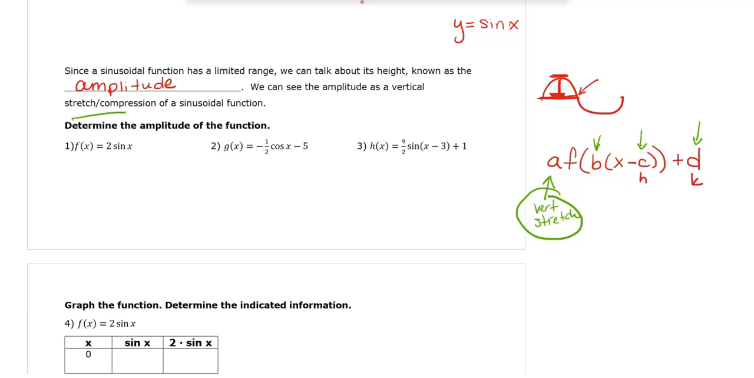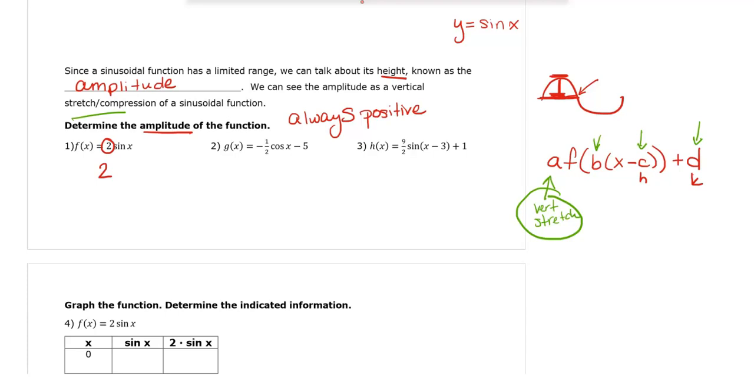The amplitude is always going to be the absolute value of the number that is multiplied in front of your trig function. So my amplitude would be 2 here. And again, it's always going to be the absolute value. It is a positive number. Amplitude is always positive. It is a height. It is a measurement of height. You can't have a negative height, so it will always be a positive number. If you give me a negative number, it will be wrong.